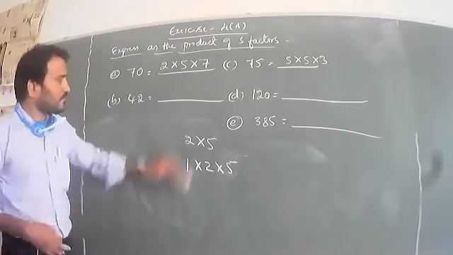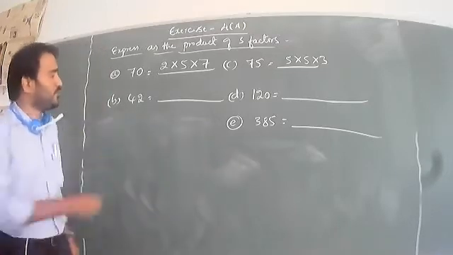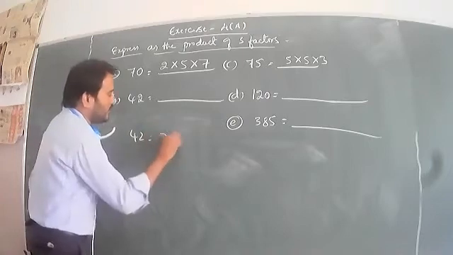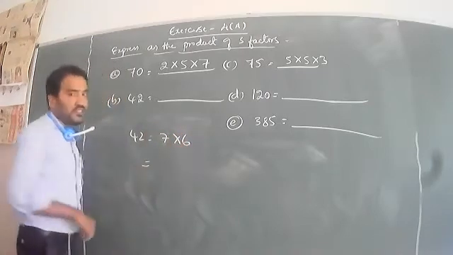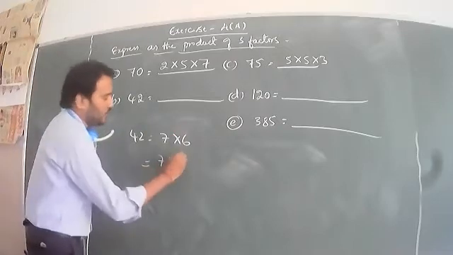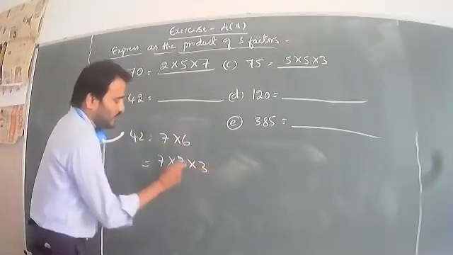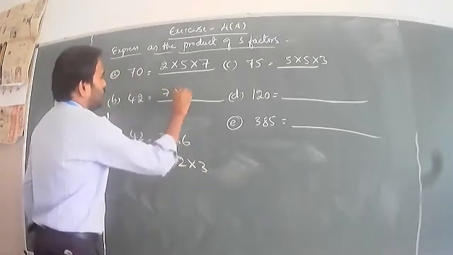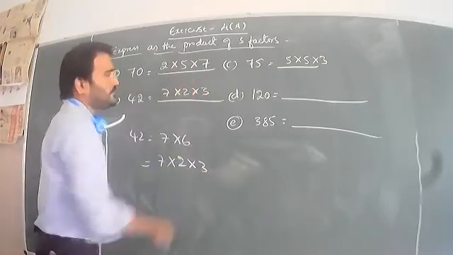Okay, next 42. 42 is 7 into 6, is it right? 7 sixes are 42. 7 is a prime number, we cannot take its factors. 6 is 2 into 3, 2 threes are 6, 6 sevens are 42. So 2 and 3 factors are over. 7 into 2 into 3.